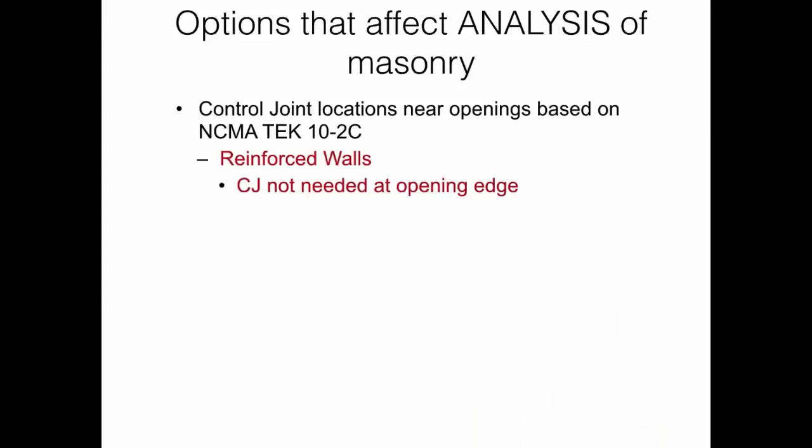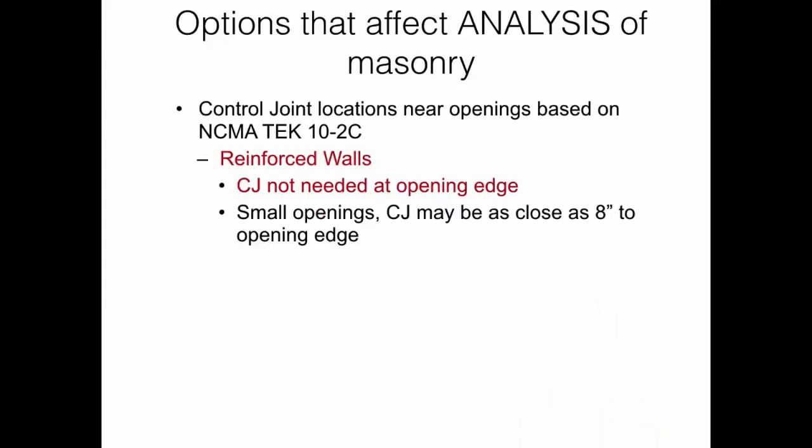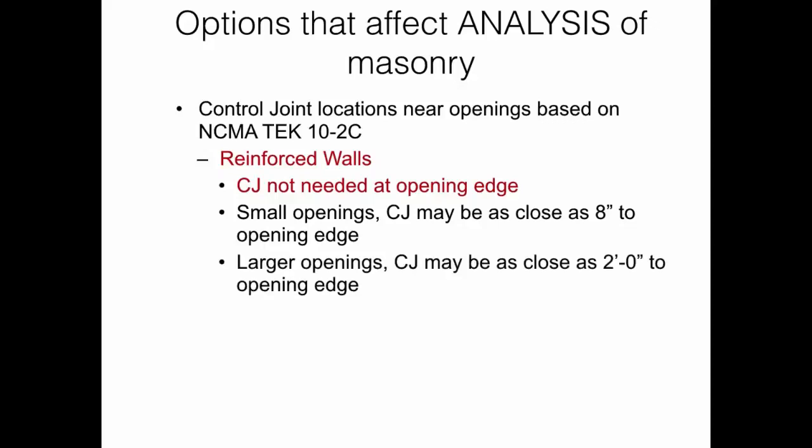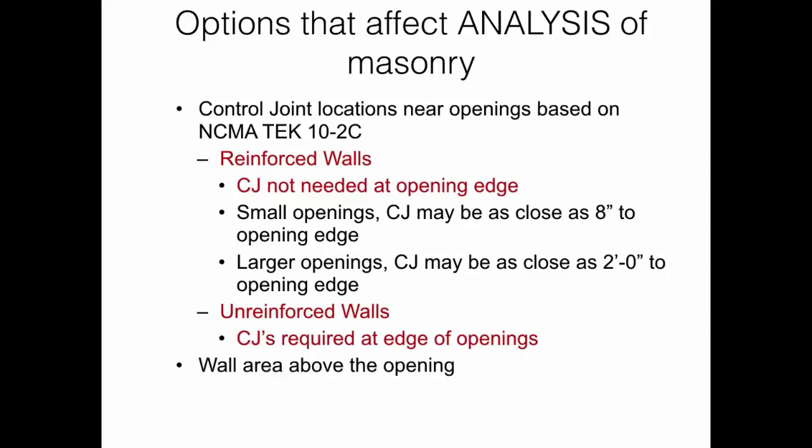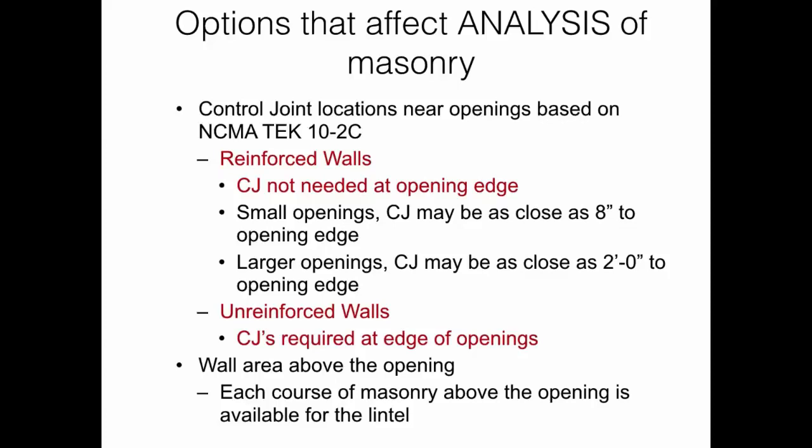They should be sliding over, some distance away. I try to give people some recommendations here. Control joints are not needed at the edge of the opening because there's reinforcement all the way around the opening. Smaller openings, we could probably have the control joint even 8 inches away, just one course away or one cell away would make a difference in the design. If it gets to be a larger opening, maybe 2 feet away is probably where we want the control joints located most often, in that structural reinforced masonry wall. And you get into unreinforced walls, that's when you put the control joints at the openings. And then, again, other things that we need to know about the overall wall, we need to know the height above the opening, right?